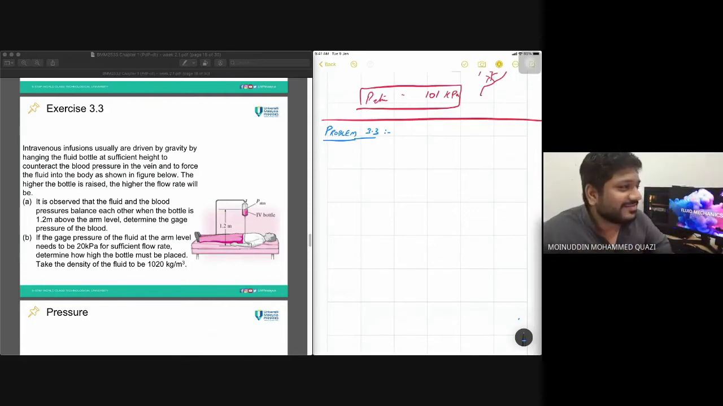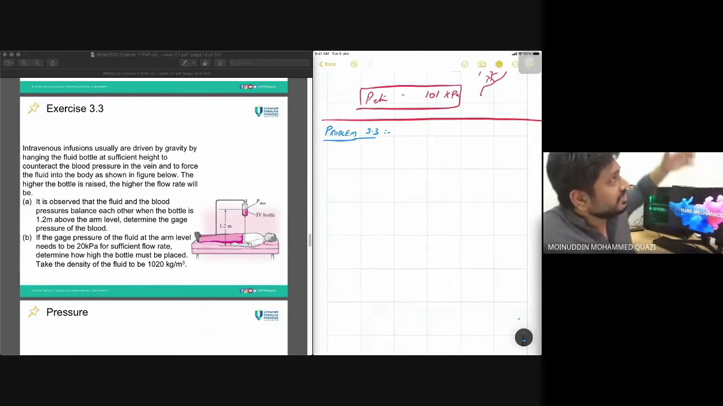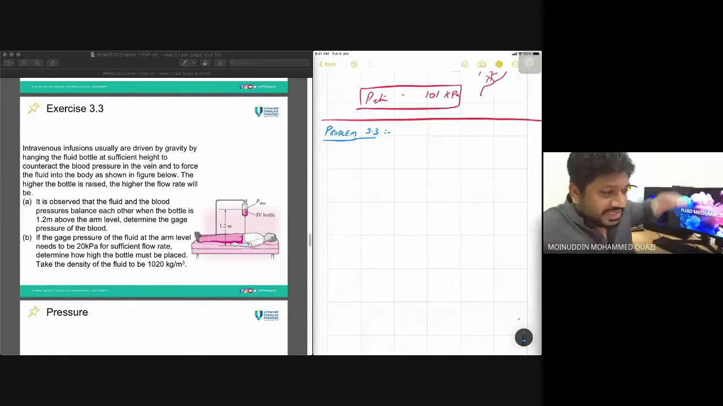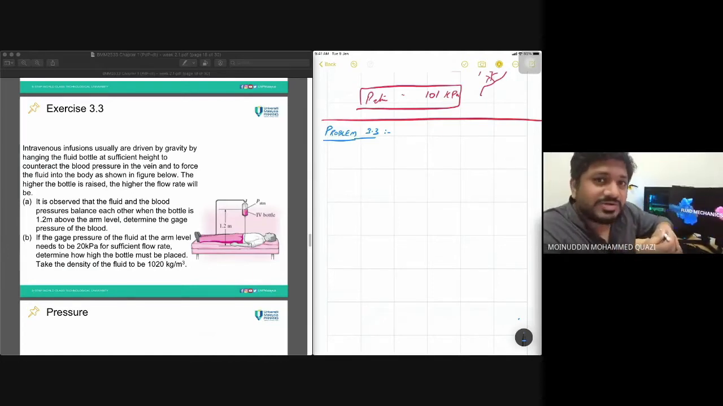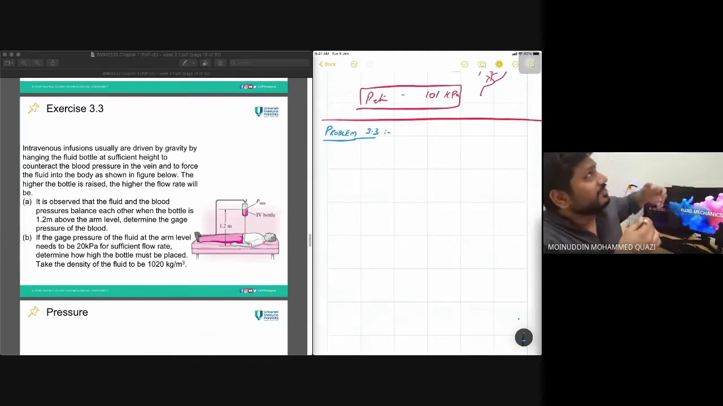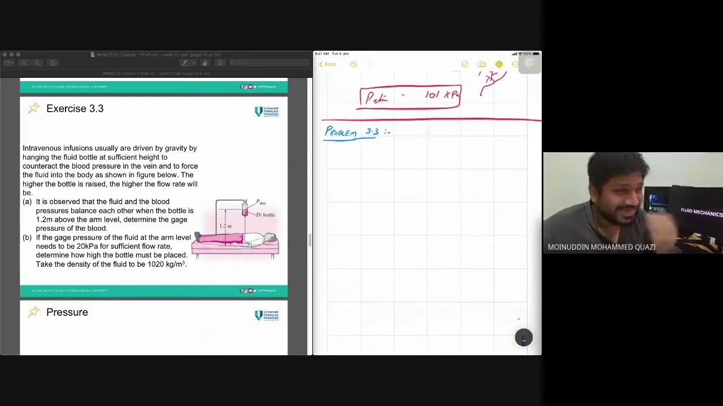Okay, intravenous, and then you got a drip at a certain height. So how much will the height create a pressure on your hand? If the height of the drip is small, the pressure inside is also very small and the flow rate is less. If you put the height very high, then the amount of pressure on your hand also increases. So let's see what happens in this numerical.